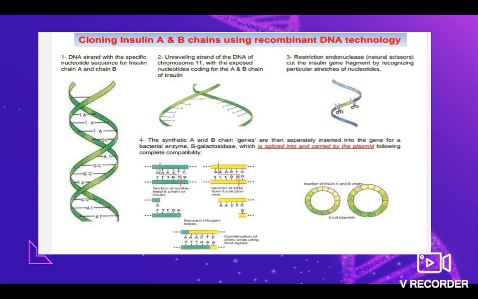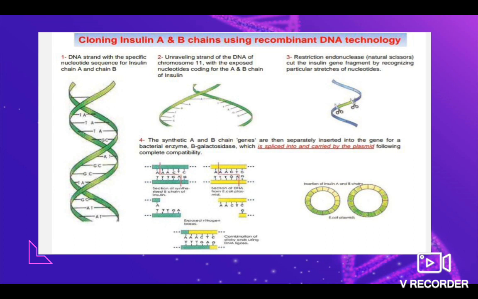Next, specifying the cloning of insulin A and B chains using recombinant DNA technology. A DNA strand with a specific nucleotide sequence for insulin chain A and chain B. Unwinding the strand of the DNA of the chromosome exposes the nucleotides coding for the A and B chains. That means separation of the two strands of the DNA happens. Third, restriction endonucleases cut the insulin gene fragment by recognizing the particular nucleotides.